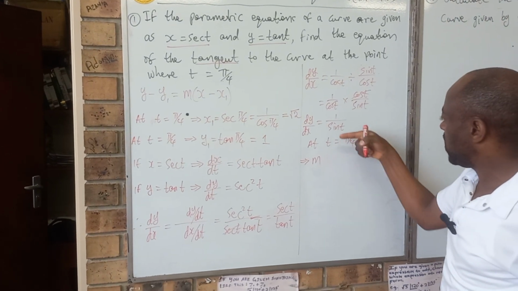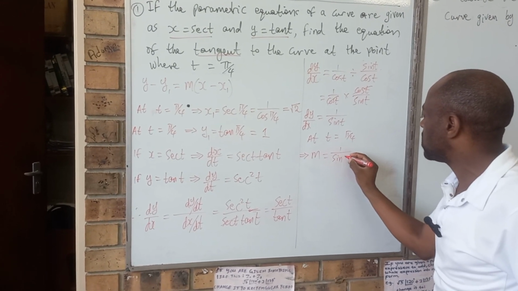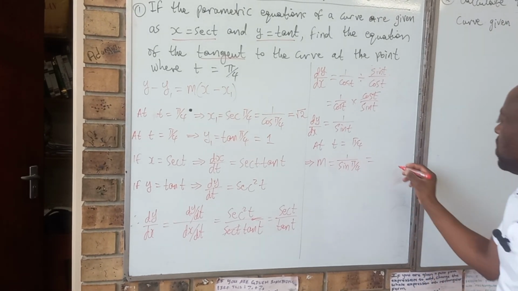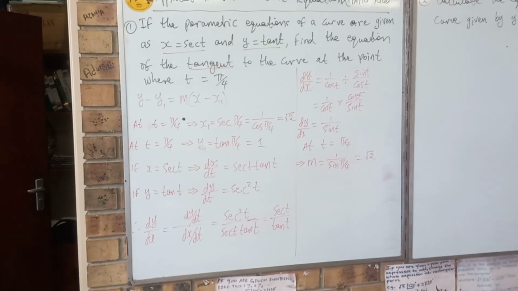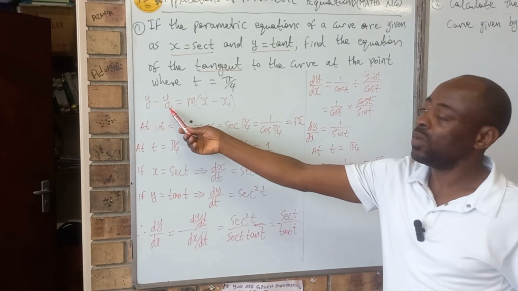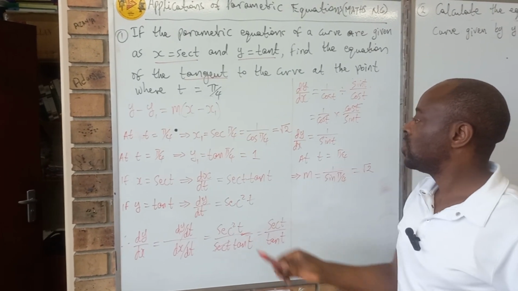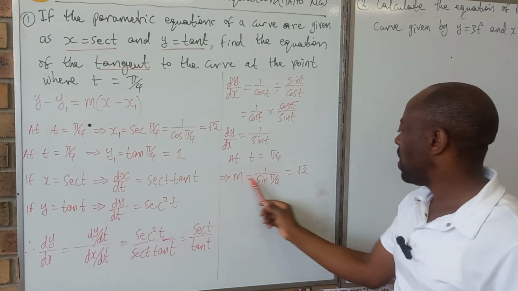So if I replace t here by pi over 4, this will become the gradient. I'll get sine 1 over sine pi over 4. If your calculator is still in radians, your answer will be a simple root. So far, we have succeeded in getting y1, we've got x1, we've got m. So our x1 is root 2, our y1 is 1, our m is root 2.